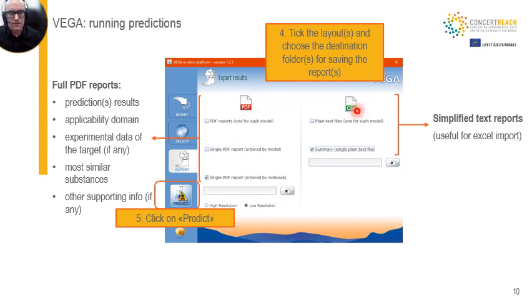While the text file is generally more useful, for example, for exporting results from multiple models run on multiple molecules and importing them in Excel. Finally, the user just has to click on the predict button, and the selected model is run and the report is generated.